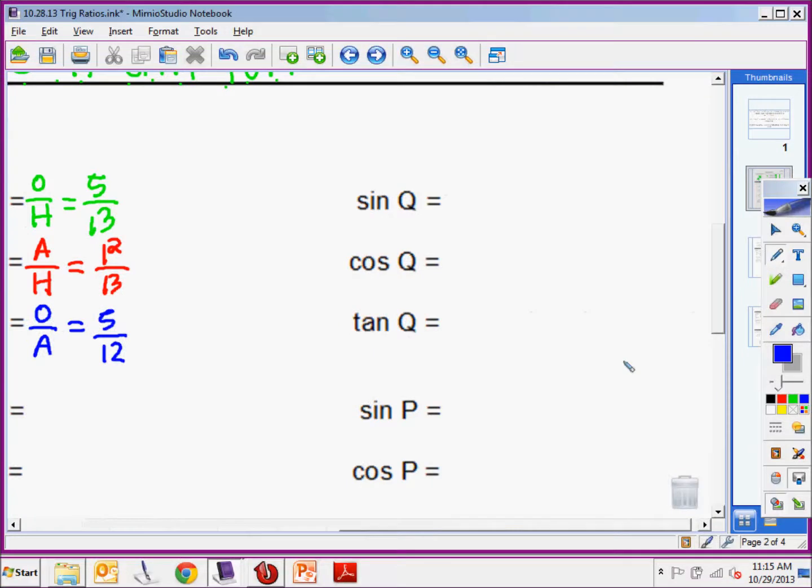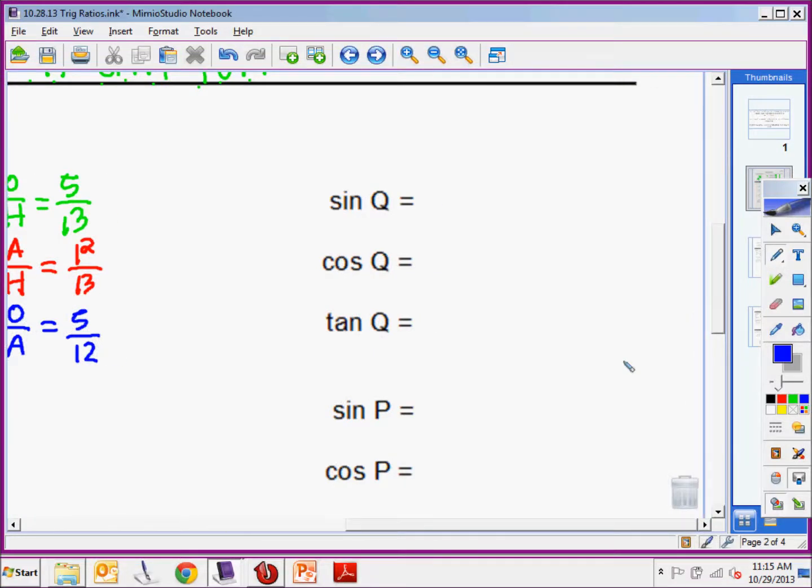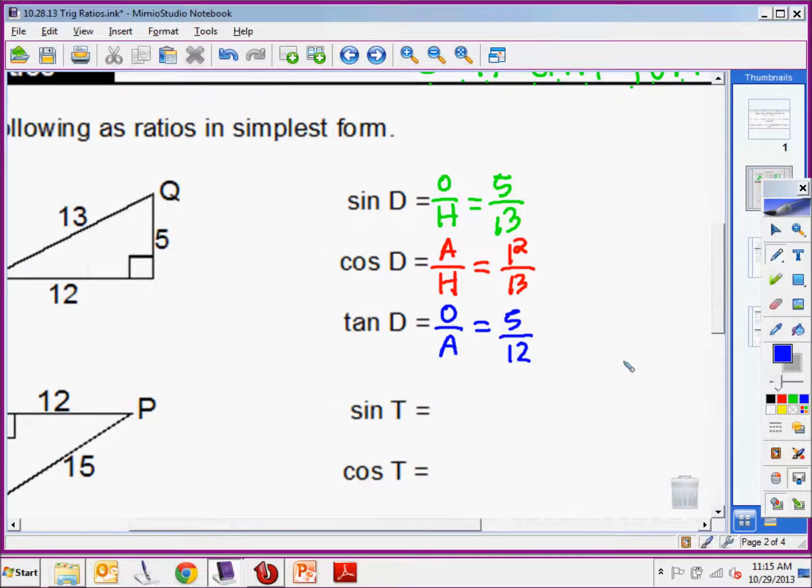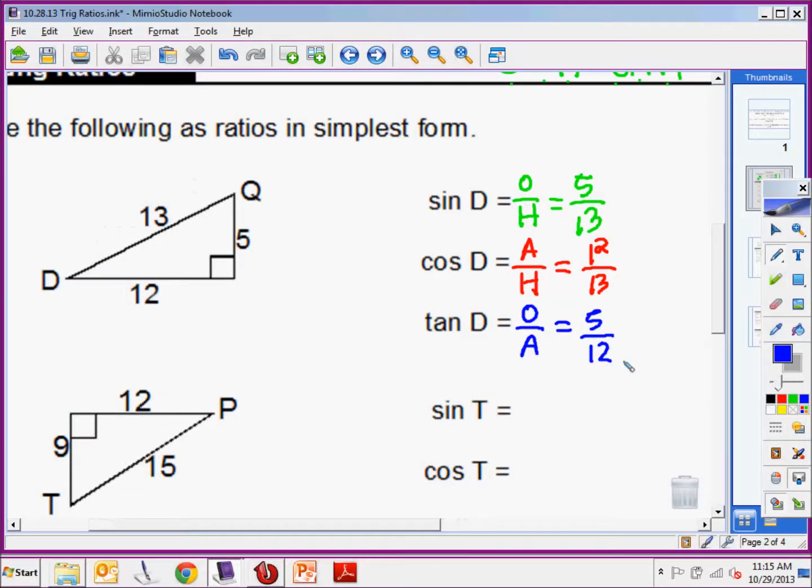So let's look at now what's our angle of perspective? Q. So Q is our angle of perspective. So is my opposite and my adjacent going to change? Yes. It's going to stay O over H, but my perspective is going to change because now I'm coming from here. So what is opposite of Q? 12.